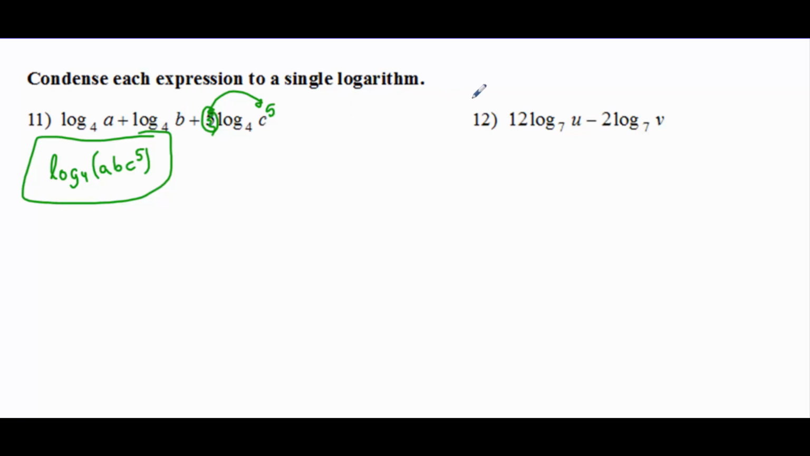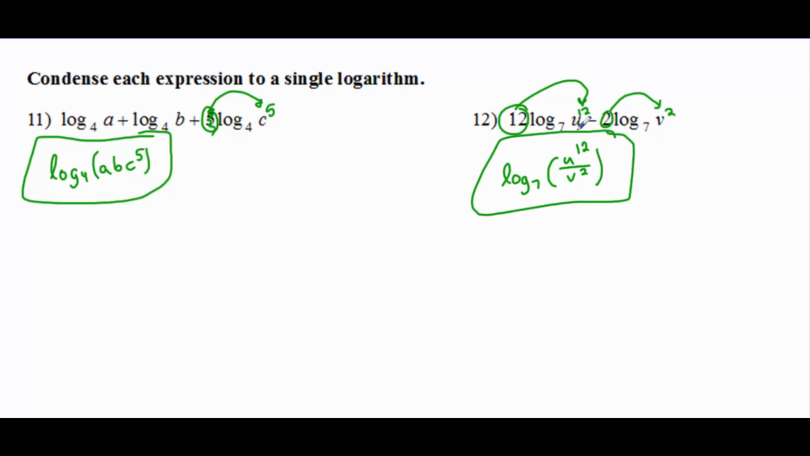On 12, we're going to move our numbers. So this 12 is going to go here, and this 2 is going to go here. And then since it's subtraction, we're going to do log base 7 and have u to the 12th over v to the 2nd. Since those are different letters, we cannot simplify that into something shorter. So that's our answer.